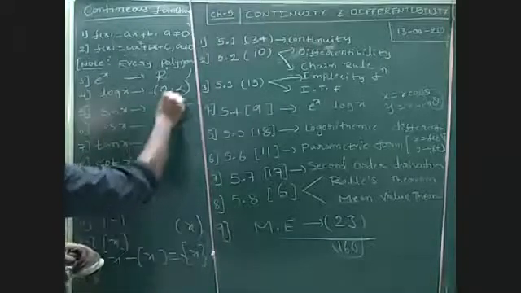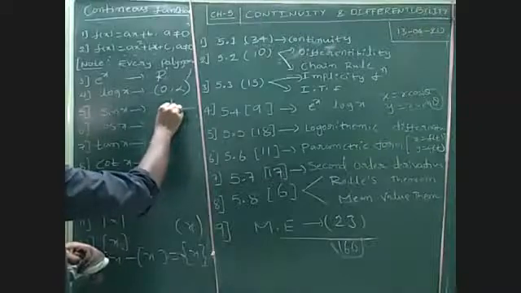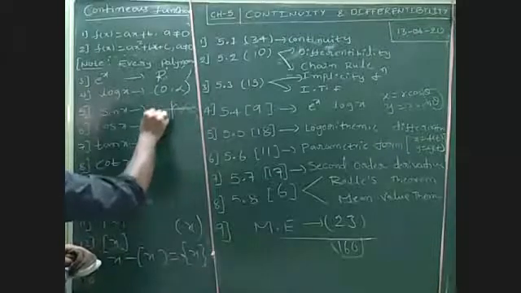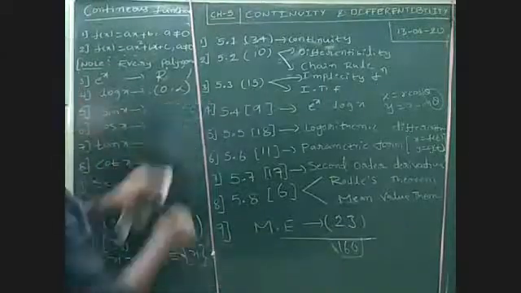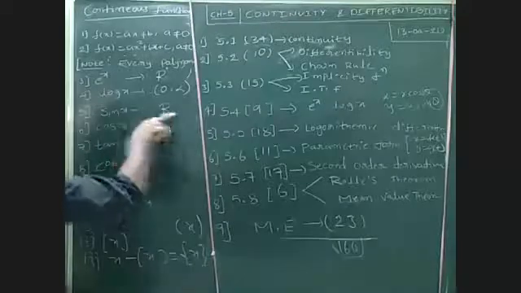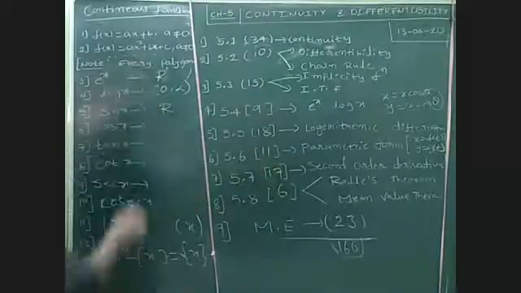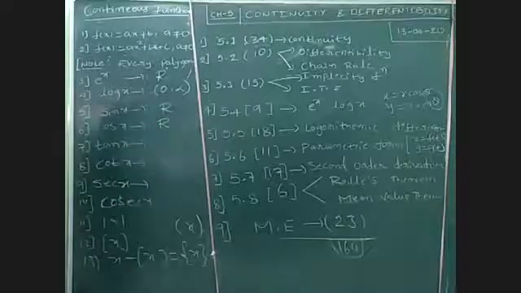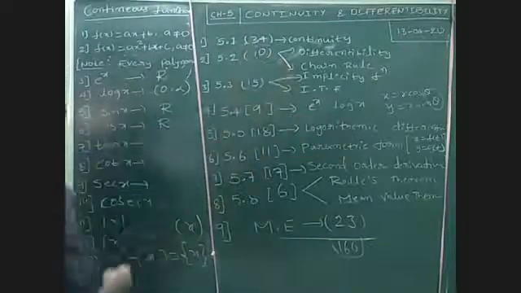Sin x. We have already seen the graph of sin x. Sin 0 is 0, and so on up to infinity and up to minus infinity. So the domain is the x-axis, that is, the real numbers. It is continuous on the real numbers, minus infinity to plus infinity. Cos x is also continuous from minus infinity to plus infinity.